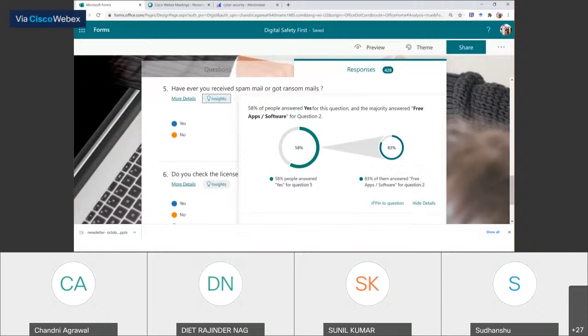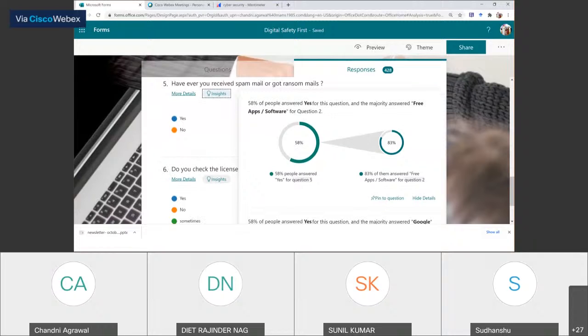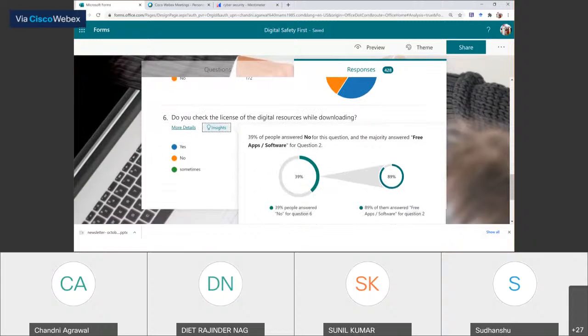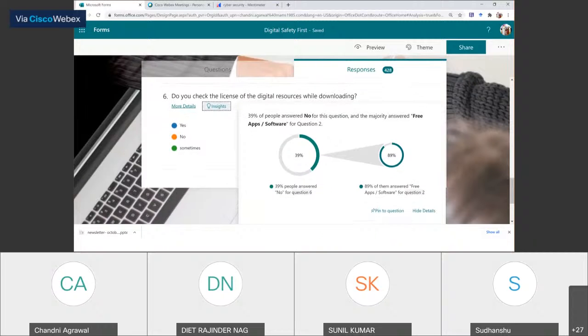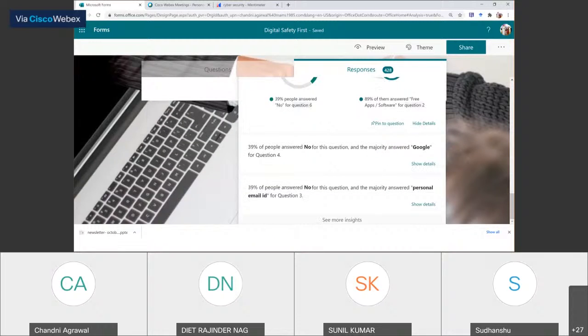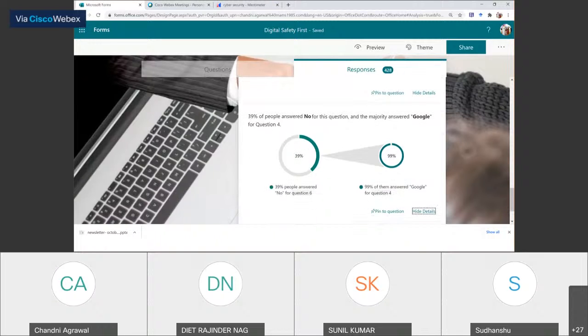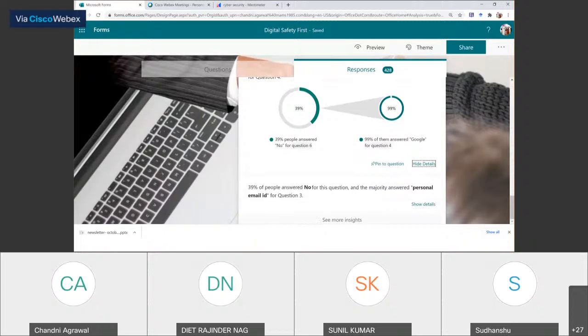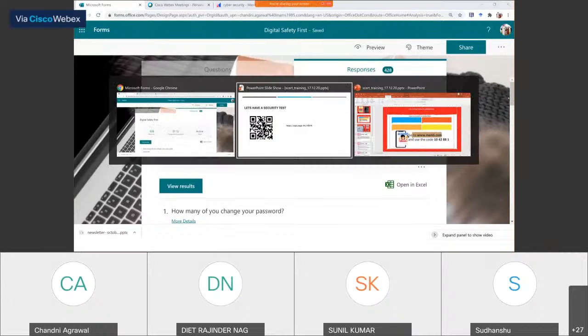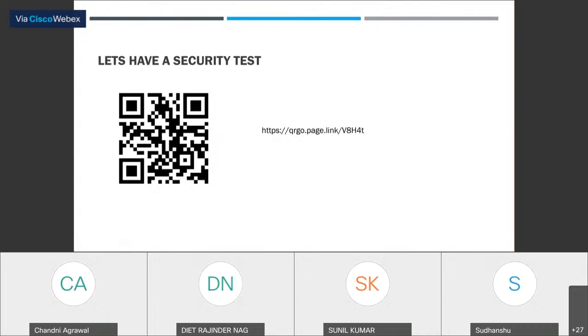58% of people answered yes, and the majority of those answered for free apps. So they are receiving spam mails, but 83% of them, a big number, are downloading free apps. You have to see this scenario. 39% people say no, they don't check the license of digital resources, whereas 89% of them are downloading free apps and software. So this is the analysis. You can keep on giving your answers. This leads us to know more about the feedback of why a person can be a cyber victim. So let's move further.